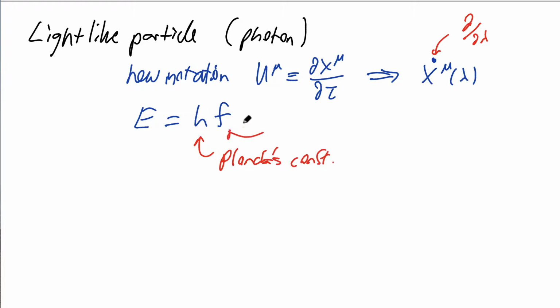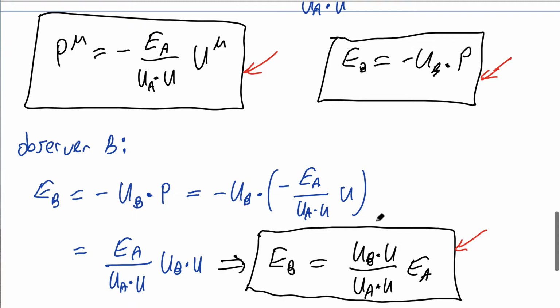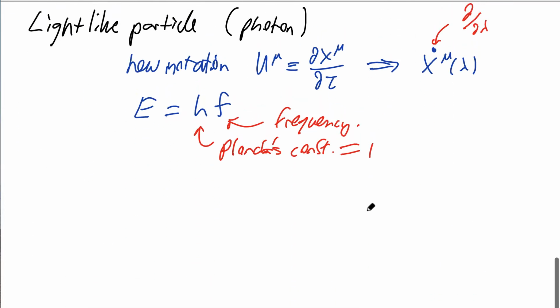And f is the frequency. And we'll set h equal to 1. So E is just the frequency f. So I'll replace energy with frequency. With these changes in notation, we can write these results for the momentum and energy of the particle as follows.